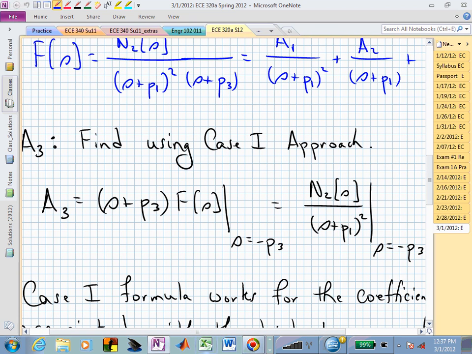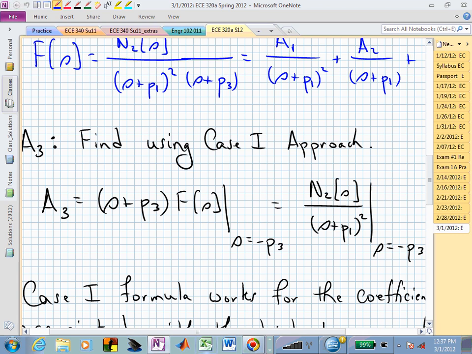In a sub 3, for a sub 3, we can find that using case 1. I think we talked about that last time. Again, multiplying by that factor, s plus p sub 3, which originally was underneath a sub 3, and then evaluating that result, and that result means that you're going to cancel that factor in the denominator of your original expression, which leaves you then with the numerator polynomial divided by everything in the denominator except the factor that you're trying to find or identify its residue for, and you evaluate that expression.